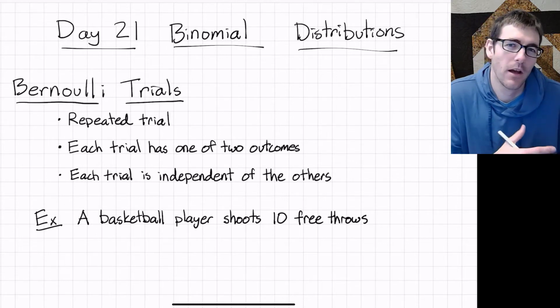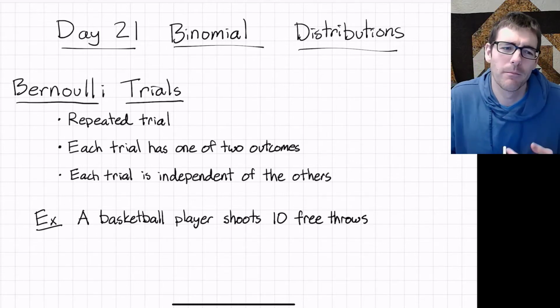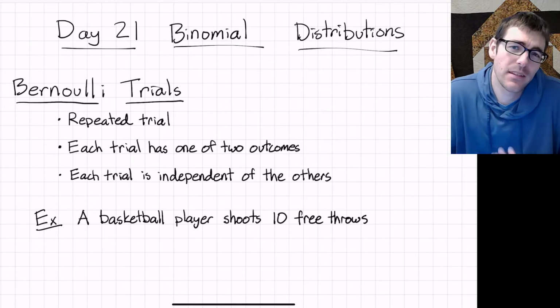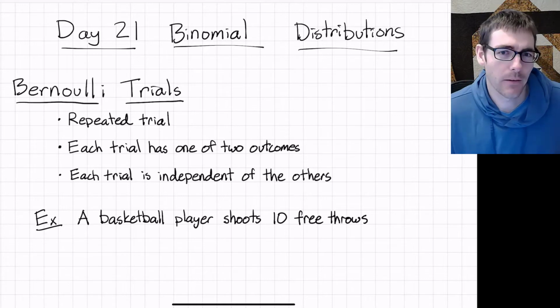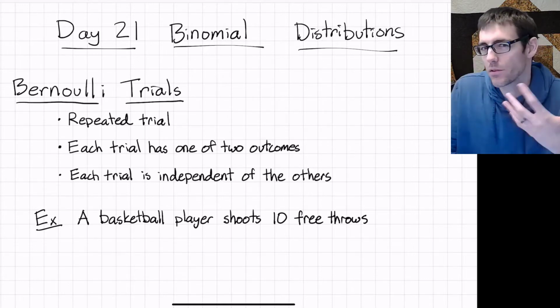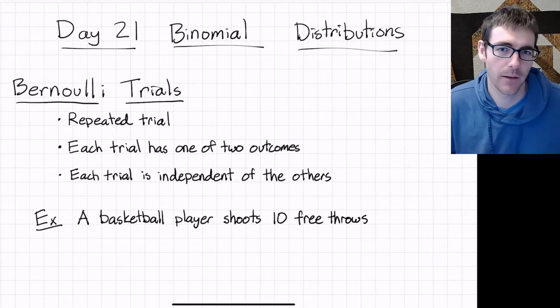Some people are better at free throws than others. There's some underlying inherent probability of making a shot. So in this case, all outcomes are not equally likely, so we can't just use our counting techniques. We have to use something else, and that's what we're talking about today.